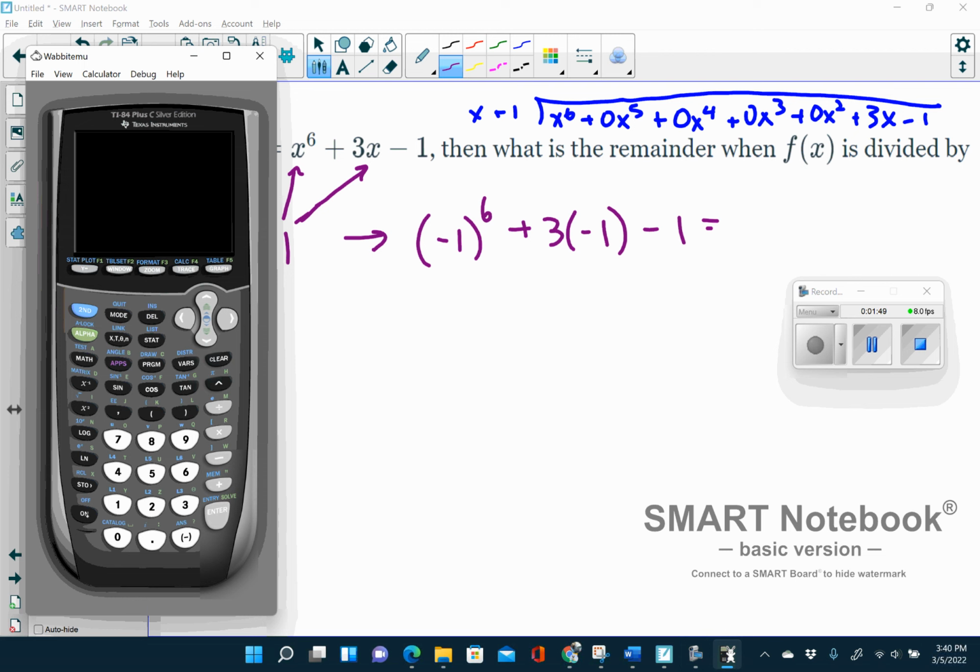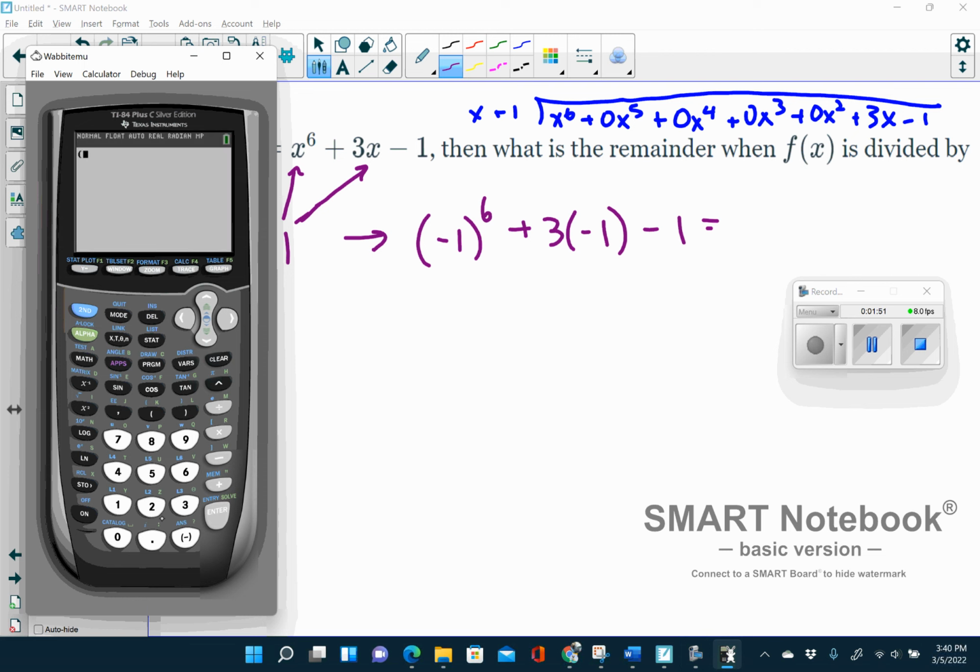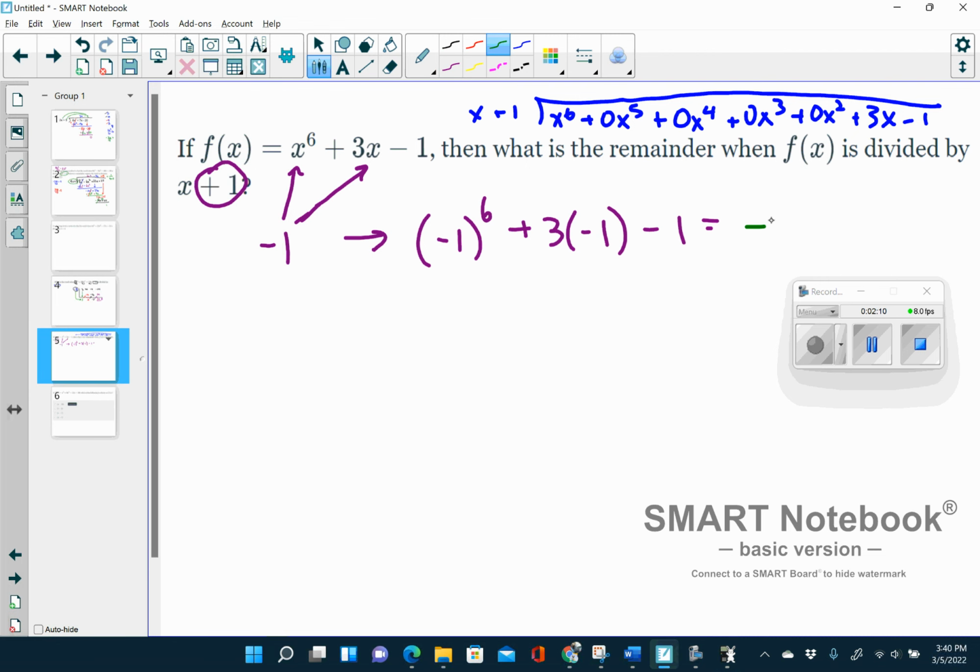So let's just go ahead and do that. Parentheses, negative 1, close parentheses, to the 6th power. And this is plus 3 times negative 1. Close it, minus 1. You hit enter, and then it gives you the remainder. So the final answer for this question, the remainder is going to be negative 3. Done.